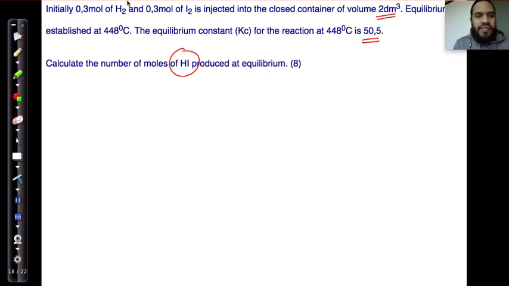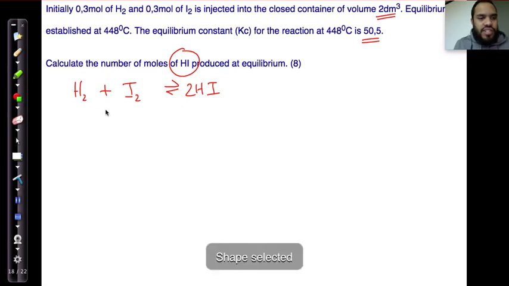Okay, I'm going to give you the reaction because that's usually given to you. This reaction is H2 plus I2 gives me 2HI, and everything is in the gaseous phase, so they're all relevant to the table that we want to construct. So let's just draw that table down like that.